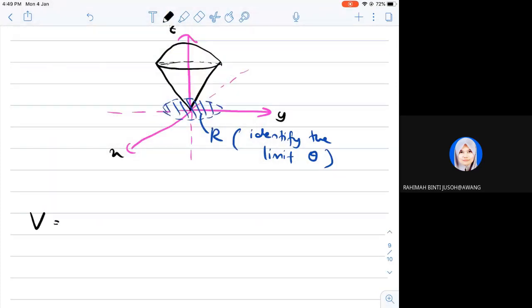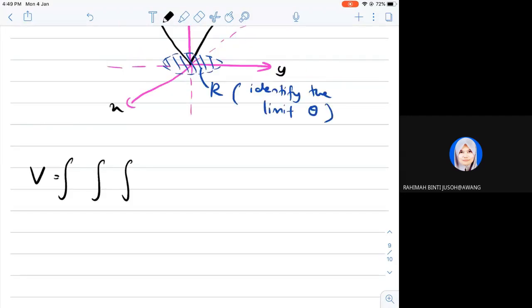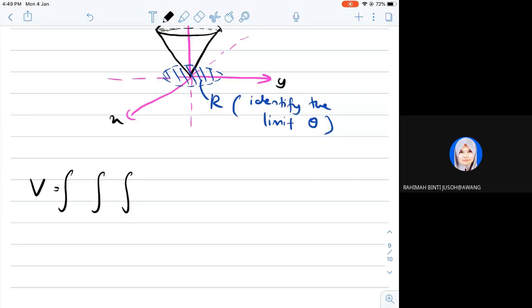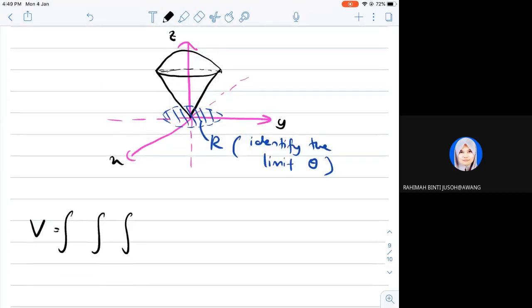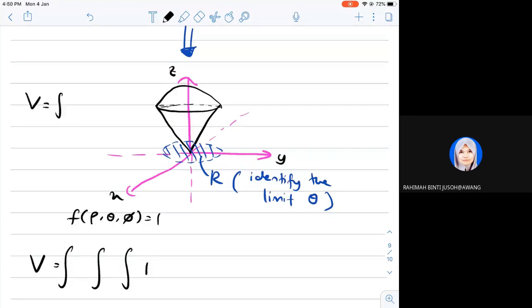V equals to, okay, triple integrals. Is there any function in the middle? Is there any function in the middle, guys? If we calculate volume, no, we just have one, because it means f of rho, theta, phi equals to 1. And then we have dV, because the volume formula is triple integral of dV, isn't it?